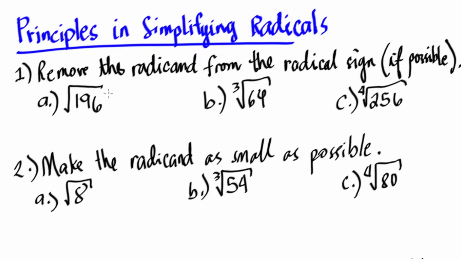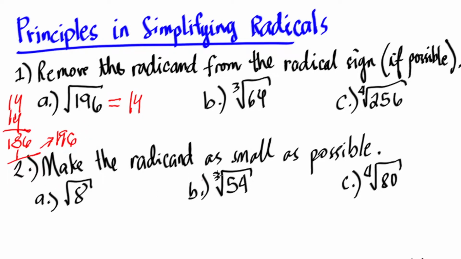The first example is square root of 196. If you want to check, square root of 196 is equal to 14. Why is that true? Because 14 times 14 is going to give us 196. That's 1 times 4 plus 1 times 4, which gives us 8, and then it becomes 16. So we have 1 plus 8 plus 1 in the middle, and that's going to become 196. So that's for number 1a.